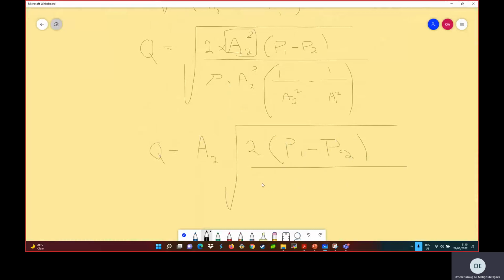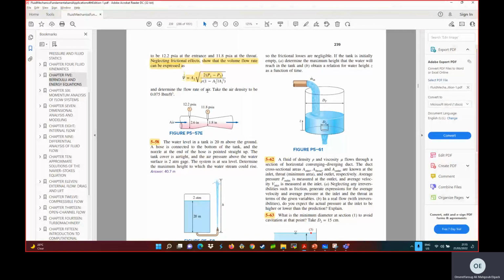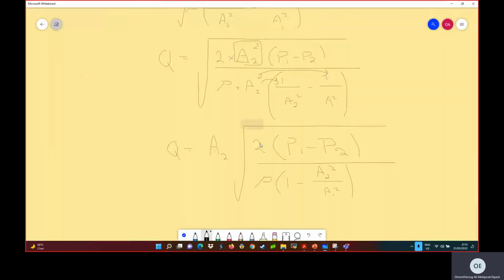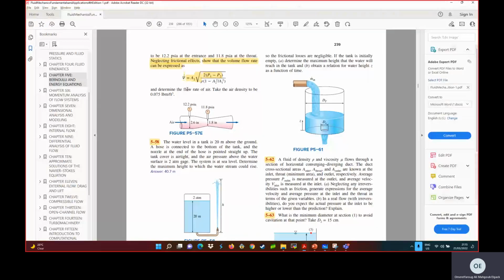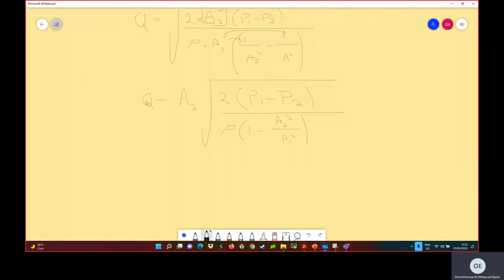And the last step here in the denominator, you have rho, and then distribute this one. So you have A2 squared by A2 squared is 1 minus A2 squared by A1 squared, which is exactly what is given here. Okay. Then substitute the numbers. You have just the numbers, substitute them to get Q or V dot. But the most important thing is that we reach this one.